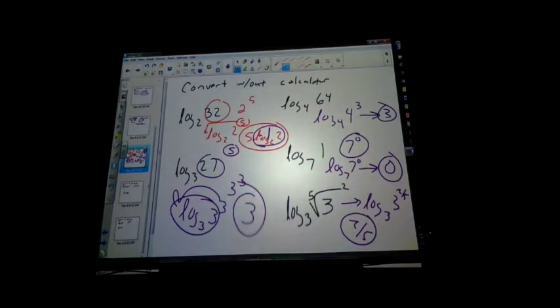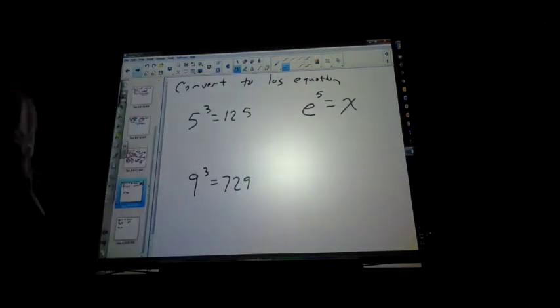All right, so that's the first thing you're going to see. Are there any questions about that? So if you have log base something, you want to get your whole number to be in that base form. So you're going to deal with an exponent. Next one.